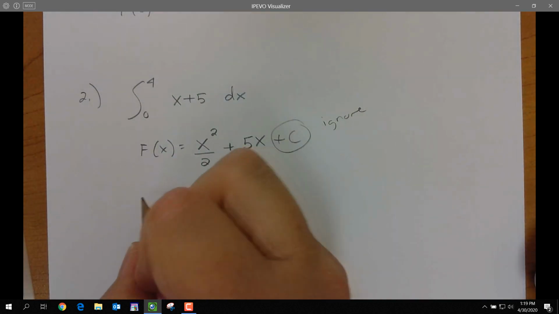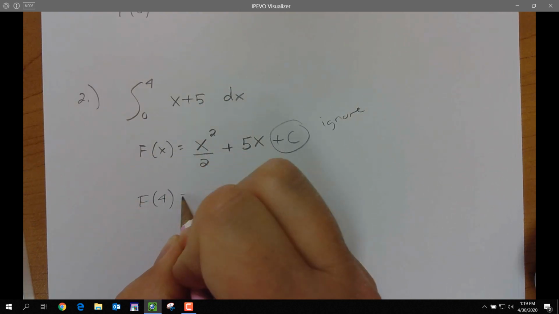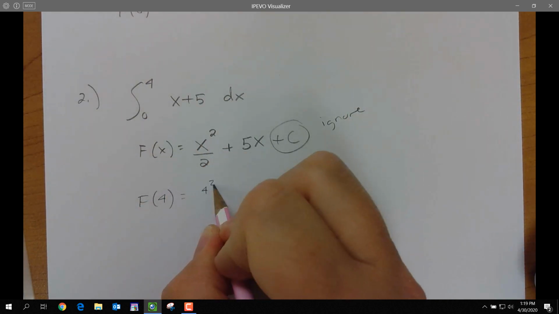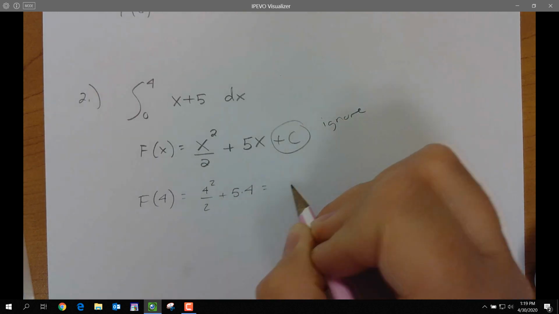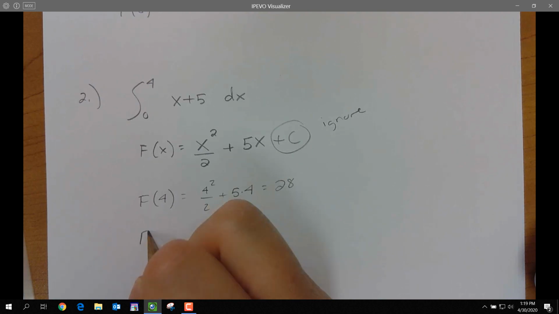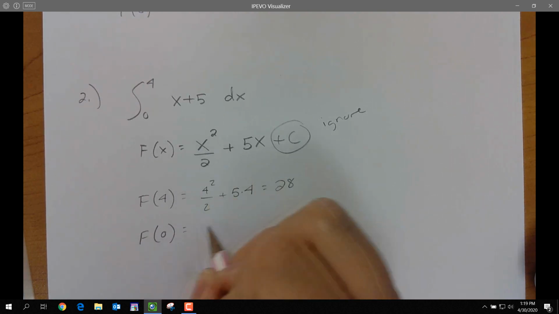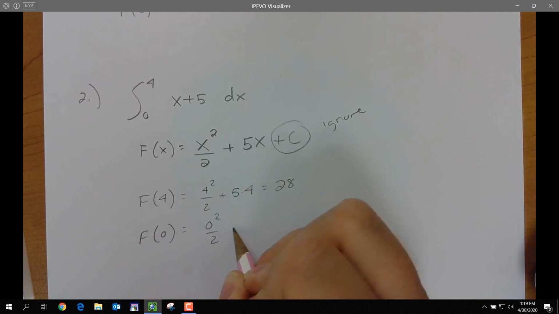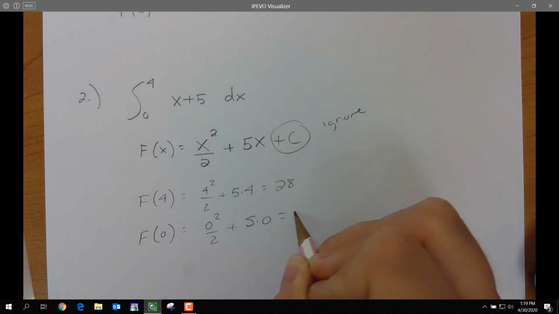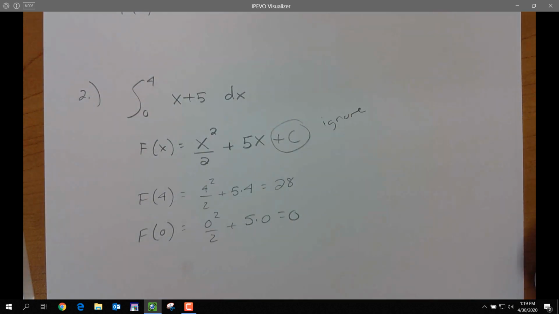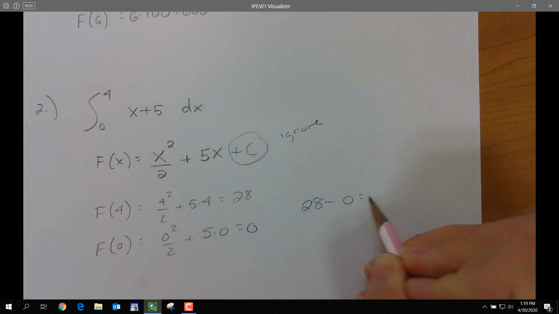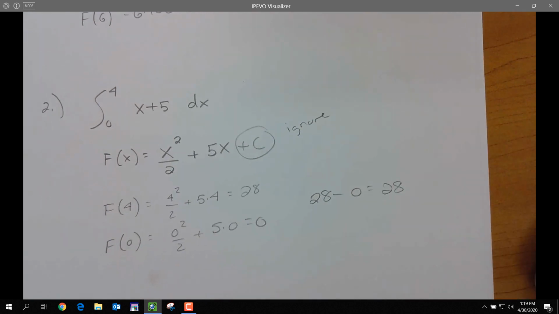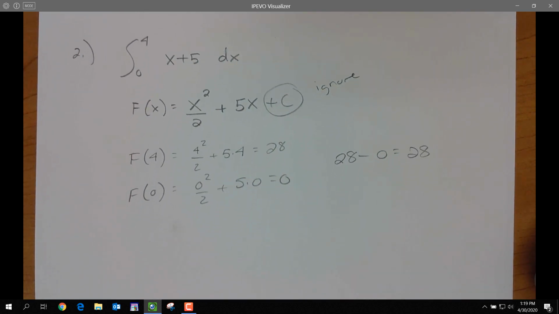Okay, so then we're going to find F of 4. So we would go 4 squared over 2 plus 5 times 4. Okay, that's going to be 28. You can pause and make sure you know that one. So then this one is 0 squared divided by 2 plus 5 times 0, which is 0. Okay, so then we're going to do the top one, 28, minus the bottom, which is 0. Okay, not just the biggest minus the smallest, top minus the bottom, because it could be a negative answer.